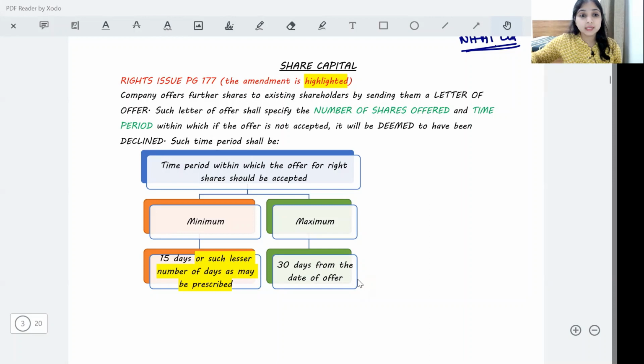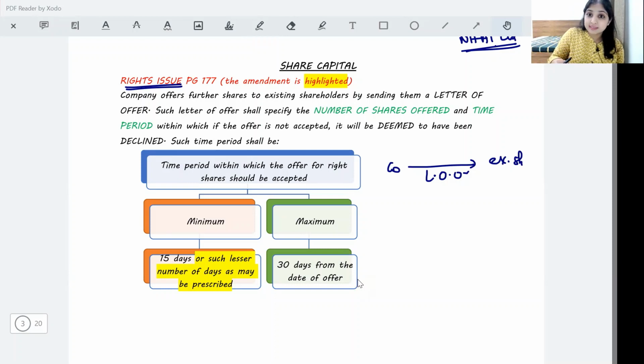The amendment is relating to rights issue. Now, under rights issue, we know, right, that the company gives the letter of offer to the existing shareholders. Through this letter of offer, the company offers the existing shareholders a certain number of shares which they can buy from the company, which they can subscribe. Through the letter of offer, the company gives them an option that if the existing shareholders want, they can buy more shares in the company proportionate to the number of shares which they already hold in the company.